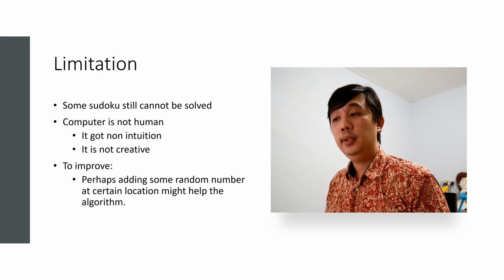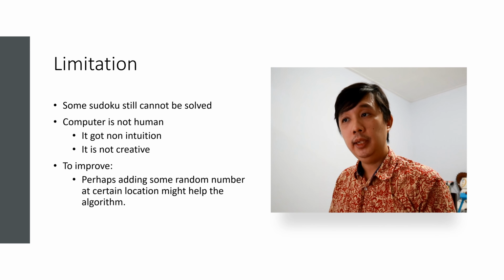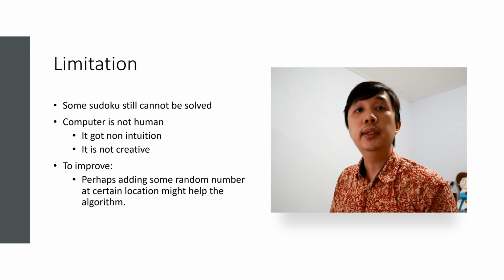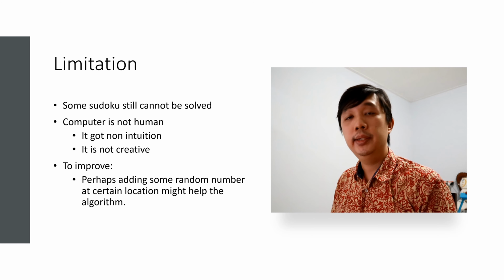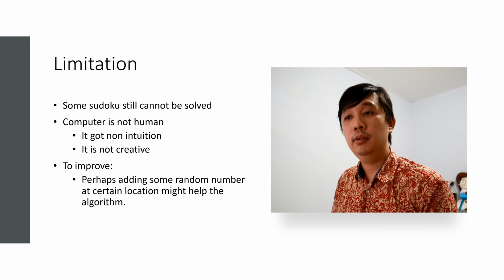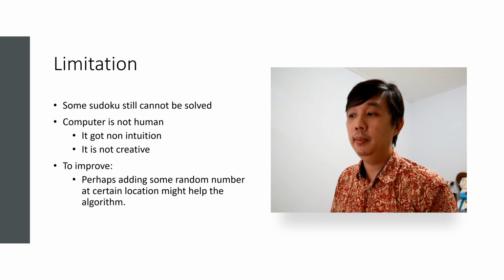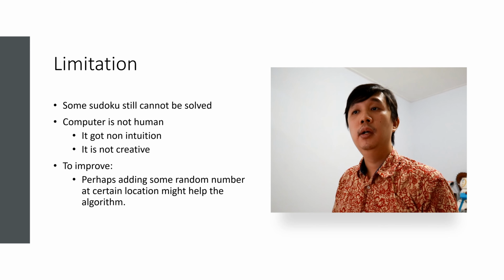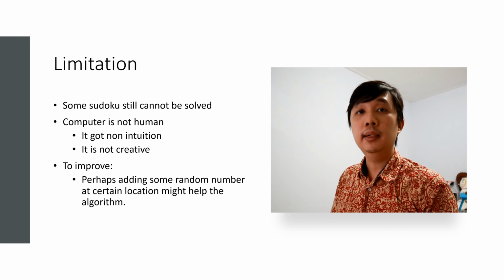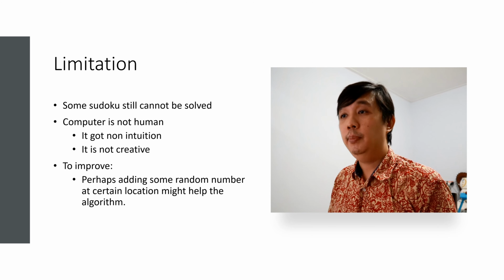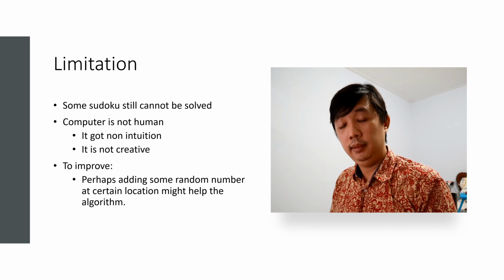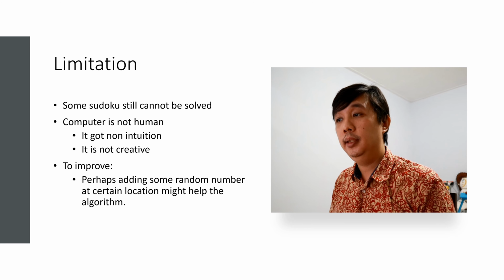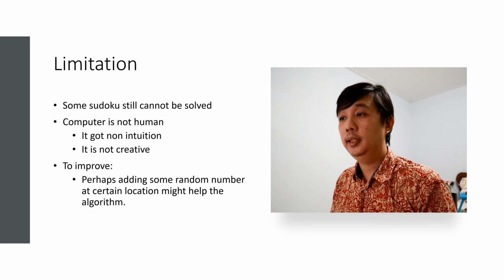So to improve this one, perhaps in the future I can add some iteration of this algorithm that will spawn a random number at a certain location and then run it again. If it doesn't work, I'll respawn a random number at certain other location or at the same location but a different number and run the algorithm again. It might work, but it might not work. But yeah, it will definitely improve the probability and the number of sudoku that can be solved.